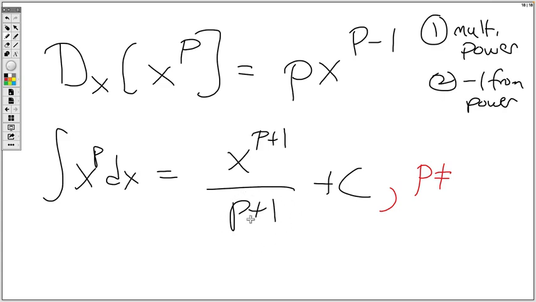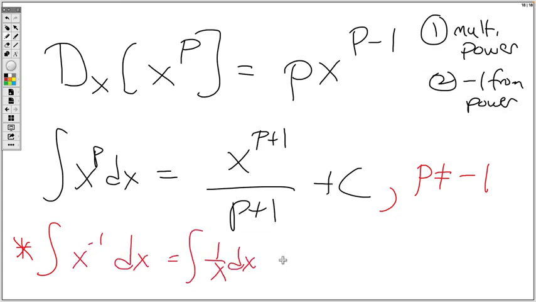I can't divide by 0, so p can't be -1. So at this stage in the game, folks, we don't know what this integral is yet. You follow? We will by the end of the course, so you only have to wait a couple weeks. Okay.